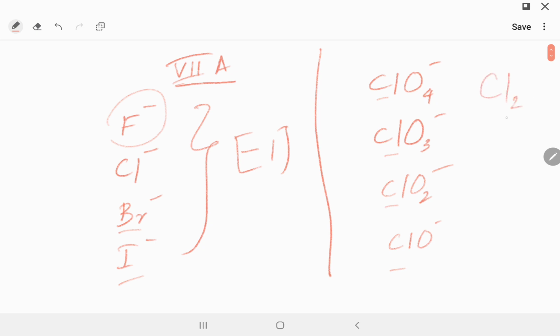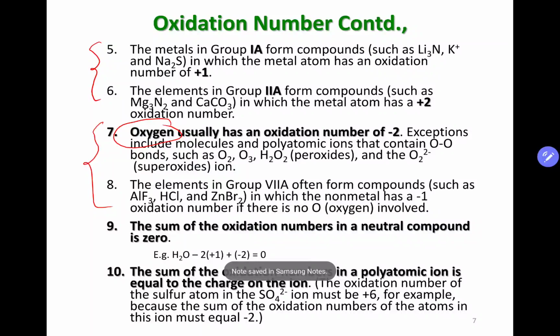Okay, so from rule number 1, the oxidation number of these chlorines are 0. Both chlorines in here will be 0. So other than these common exceptions, usually halogens exist in nature as halides, and if you have a halide, the oxidation number must be -1.